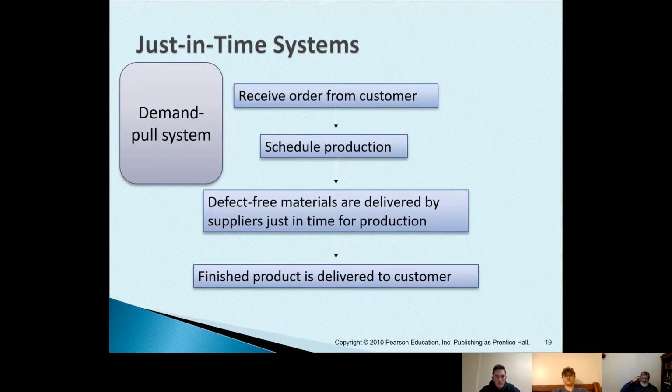This is kind of just a diagram that lays out that same thing that I was just talking about. We receive the order from our customer, and we schedule our production. We want defect-free material to be delivered from our suppliers just in time to go into production. We don't want it sitting there for 2 weeks if I'm not going to start on it until 10 days from now. Basically, what we want to do is have it come in about 8 days, so that it's only there for about 2 days, as opposed to sitting there for 10 days. Then we put it into production, and we want our finished goods to come out of production just in time to go on the truck and get delivered to our customers.